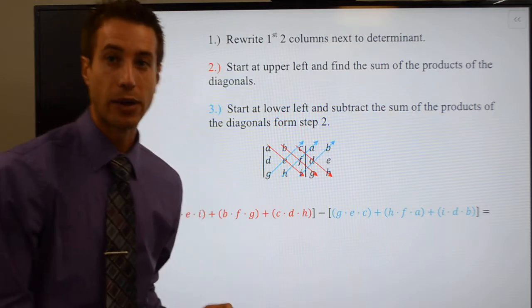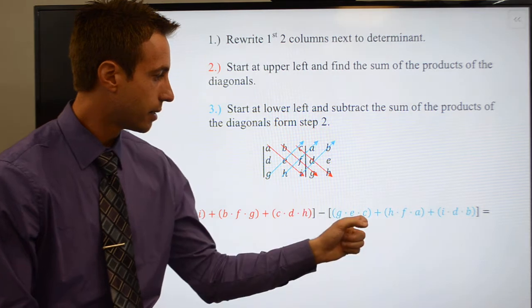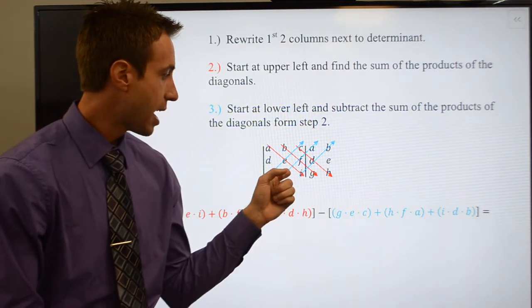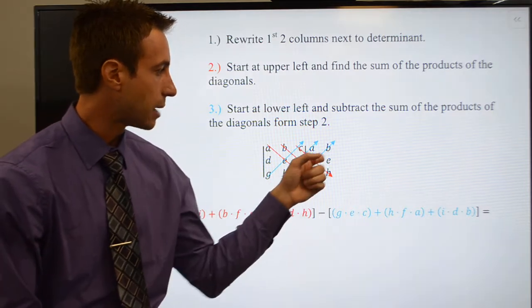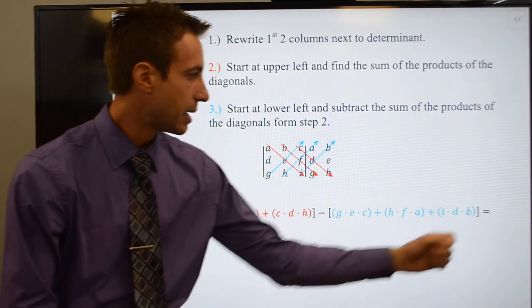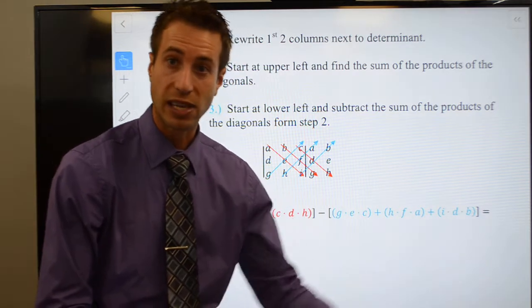The next one, now I need to go the other direction. So G times E times C, there it is, that's my product. H times F times A, there's my product. And E times D times B, and there's my product. Again, add those guys up.